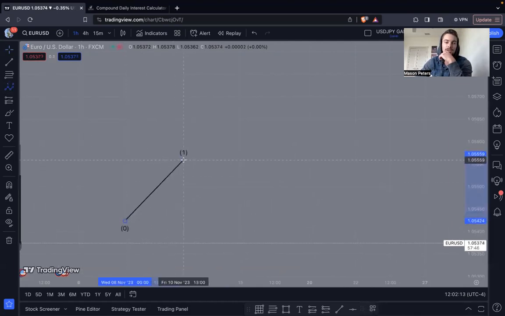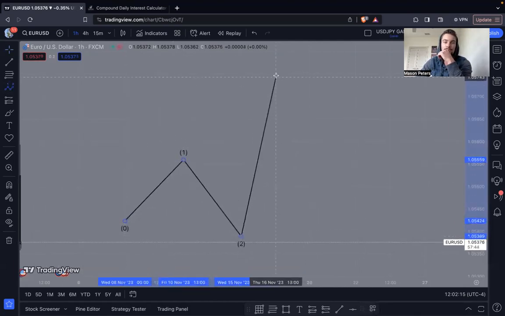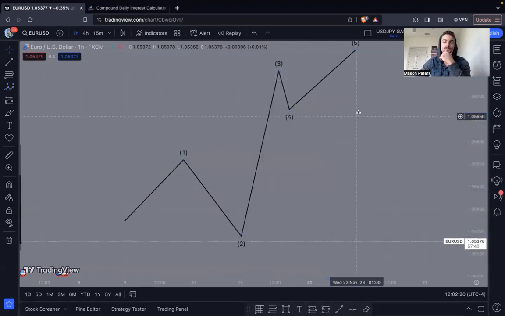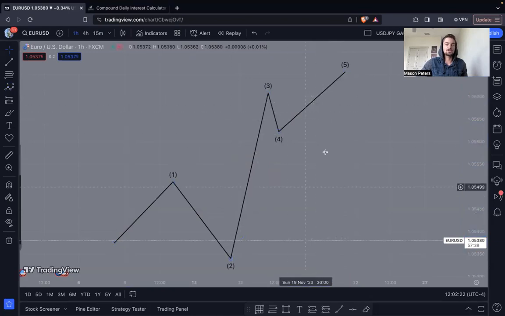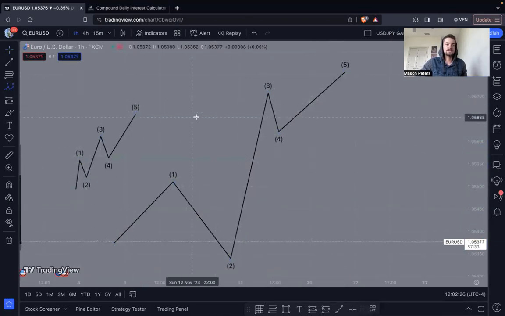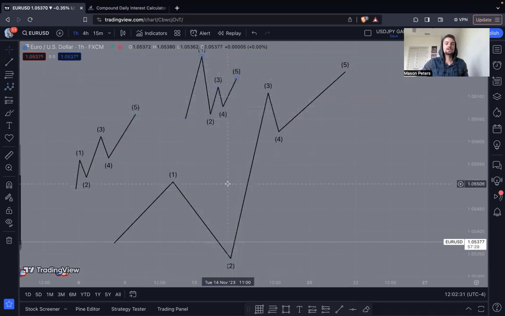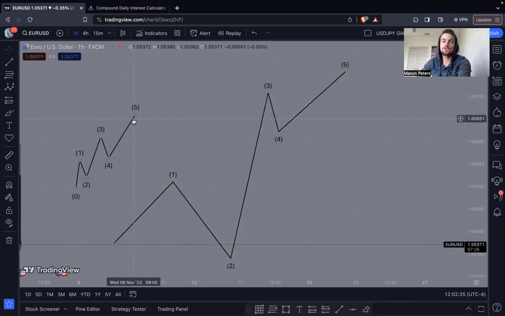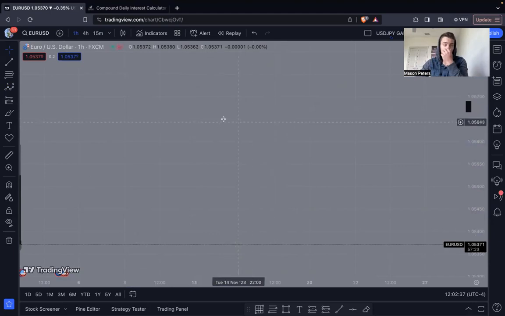You could have a wave 1 here, you could have a wave 2 down here, you could have a wave 3 all the way up here, you could have a wave 4 here, and then you could have a wave 5 here. So for all we know, it could look like this, it could look like this, it could look like this. And so you can see how it can just get all over the place, right? That is why we use multiple confirmations when we're analyzing the market.